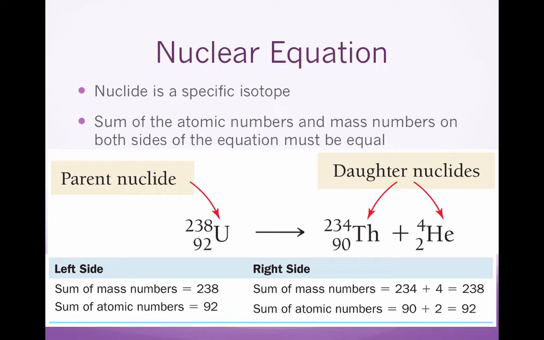So there's different nuclear equations for each type of decay, and at the end I have kind of a summary chart that shows you the different nuclear equations for different types of decay.